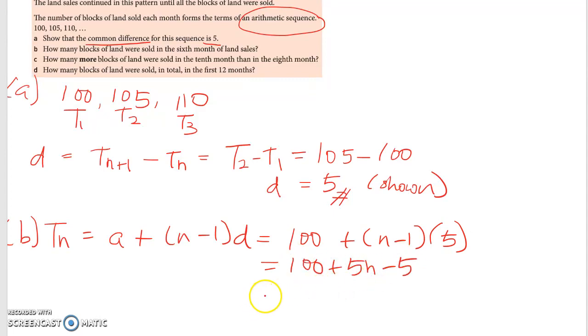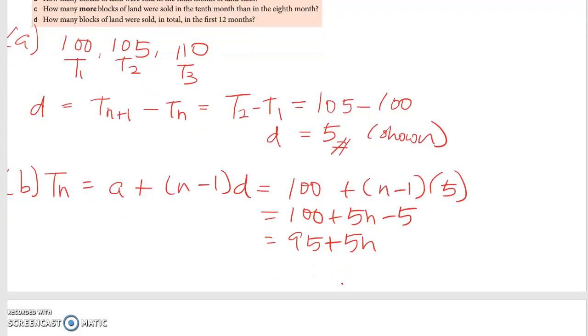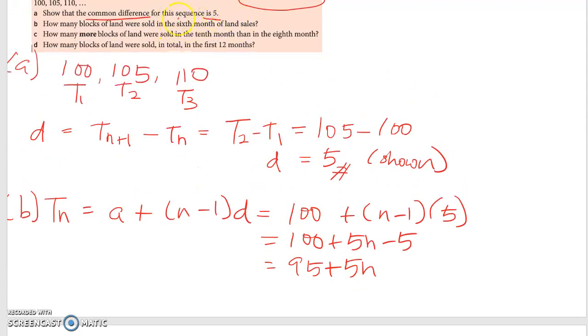and that gives us this. Let's simplify. That gives us 95 plus 5n. Okay, so that's the simple part. Let's now solve for the 6th month of land sales. So this is going to be T6, and we can fit in n now, which is equal to 6, and that gives us 95 plus 30, which is 125. So you're basically saying that 125 blocks of land were sold in the 6th month of land sales.